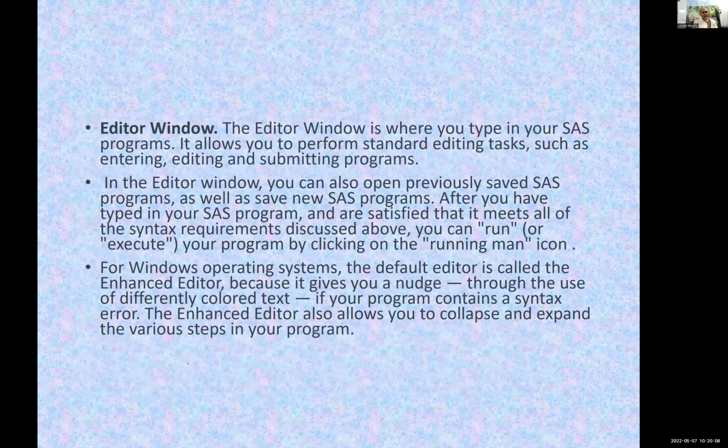In the editor window, you type your SAS programs. It allows you to perform standard edit checks such as entering, editing, and submitting programs. Suppose when you enter the data, you misspell a word, then it comes in red color. Red color means SAS is not accepting that word. Suppose you type INPUT as IMPUT, it is in red color. Then you change the M to N, and the color changes to blue. That means it is accepting that word.